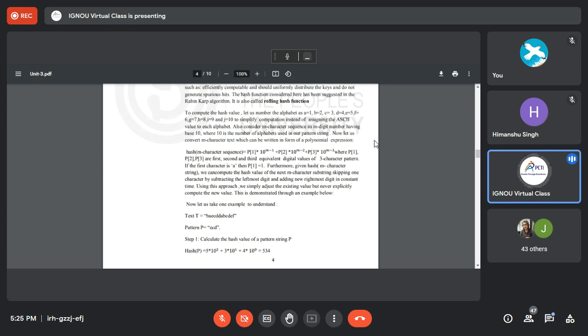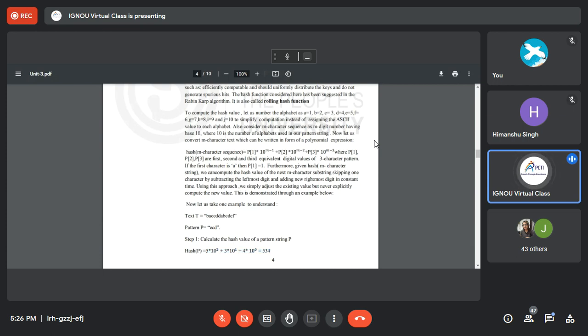Each value is multiplied by a power of 10 based on its index, which is 0, 1 and 2. So this is n minus 1: 10 to the power n minus 1, that means 3 minus 1, then 10 to the power n minus 2, 10 to the power n minus 3. We have the values for all the characters, and then we get 5, 3, 4.